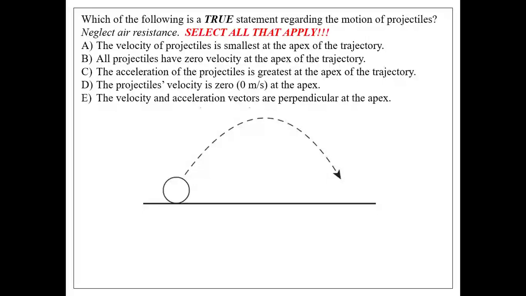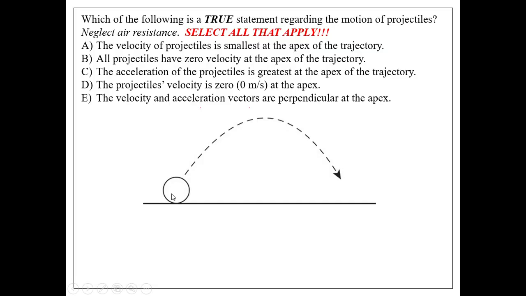Alright, so here in this video, I'll show you how to attack a few multiple choice questions regarding projectile motion. So here's the first of few in this video. It says, which of the following is a true statement regarding the motions of projectiles in general? Neglect air resistance, select all that apply. So read A, B, C, D, and E. On that, I'll go ahead and show you how to assess these choices, okay?